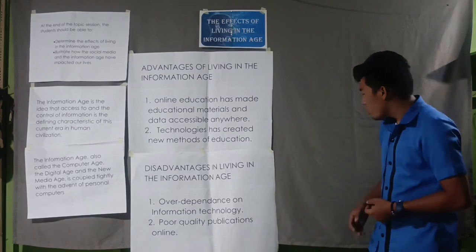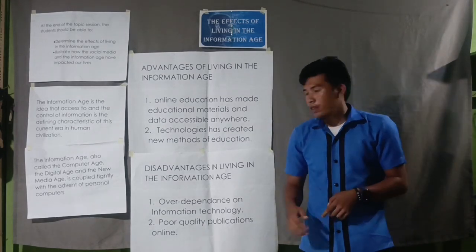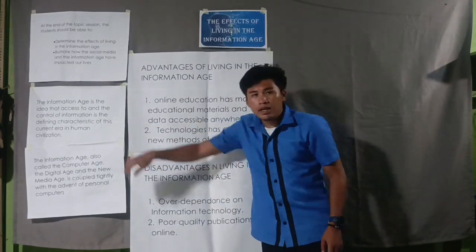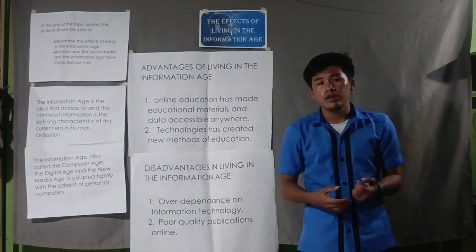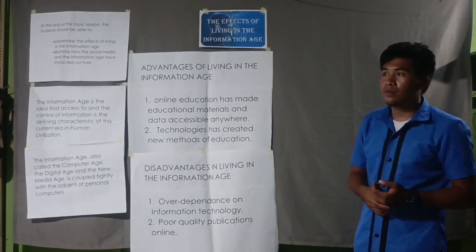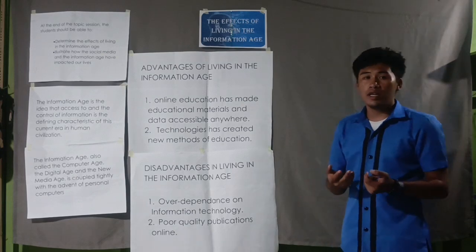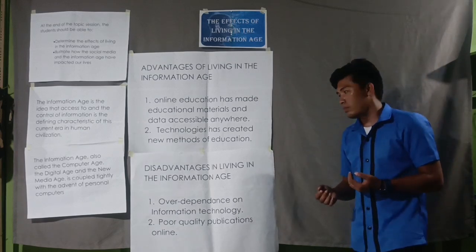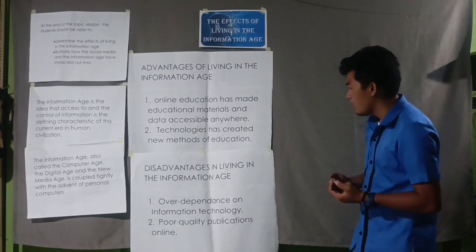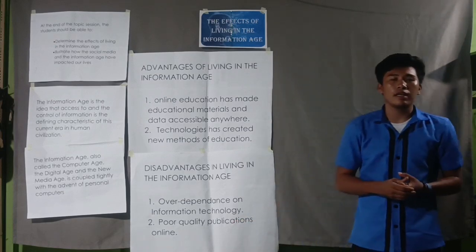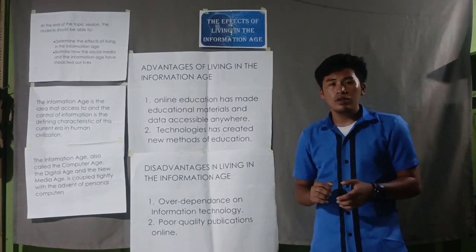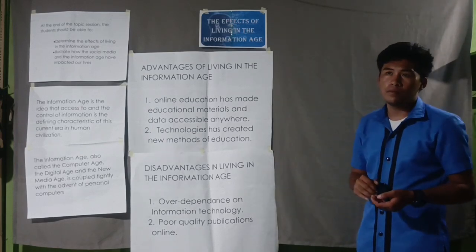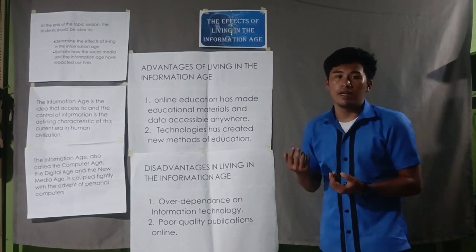And number two, poor quality publications online. This is the most common problem on the internet today. Many people post mere speculation, or things that are meaningless. Others share data that is incomplete. Okay, so because of this, many news items or articles are proven to be mere speculation.